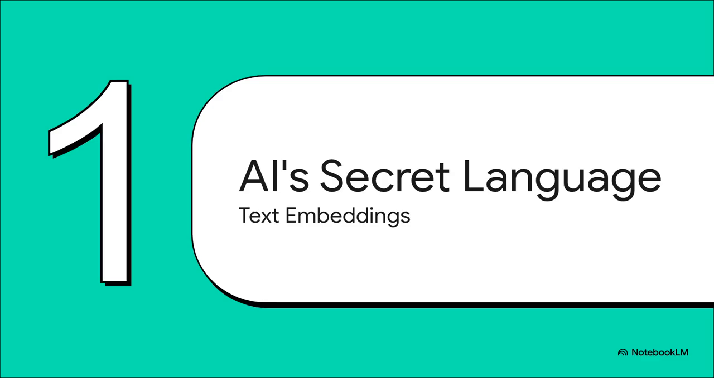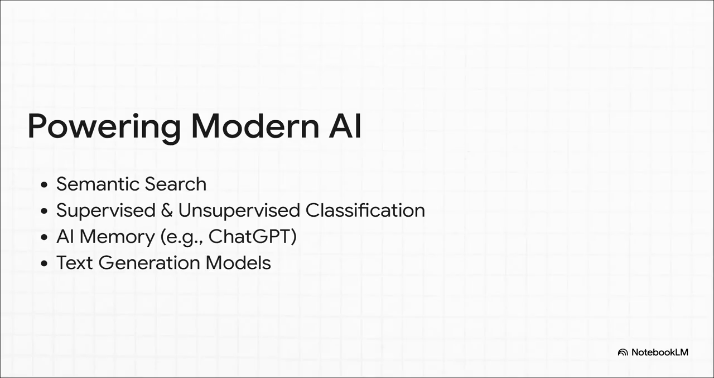Now, this isn't just some nerdy technical detail. It is the absolute bedrock, the foundation for so many of the AI tools that we find so impressive. And the impact is huge. I mean, embeddings are the engine behind semantic search. Search that understands concepts, not just keywords. They let AI classify text without a human looking over its shoulder, and they even give models like ChatGPT a kind of memory. Seriously, it is almost impossible to overstate how important these things are.